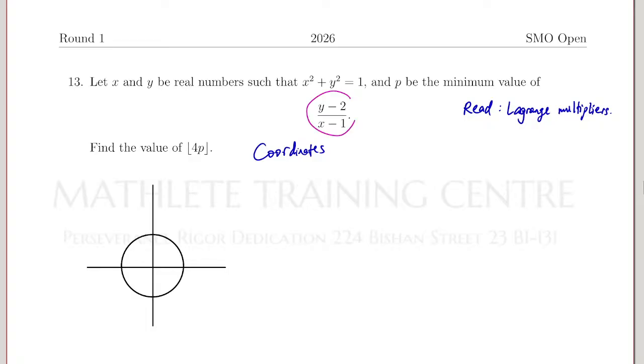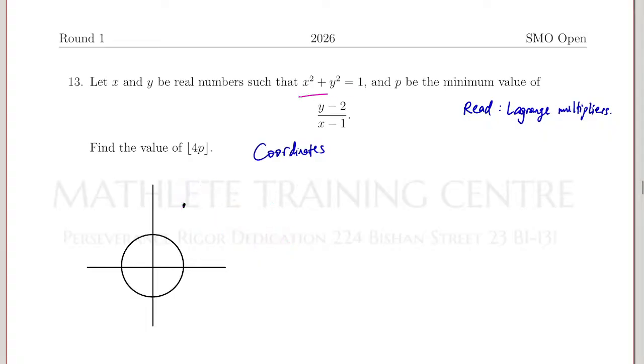And what does this mean? Well, if you have a certain point where the x coordinate is 1 and the y coordinate is 2, let's say this point right here, then y minus 2 over x minus 1 is a gradient. If you have a random point xy, then the gradient of the line to this point is exactly y minus 2 over x minus 1.